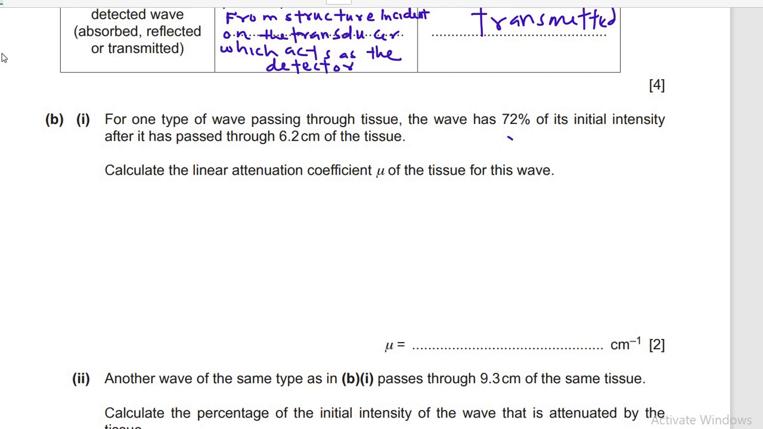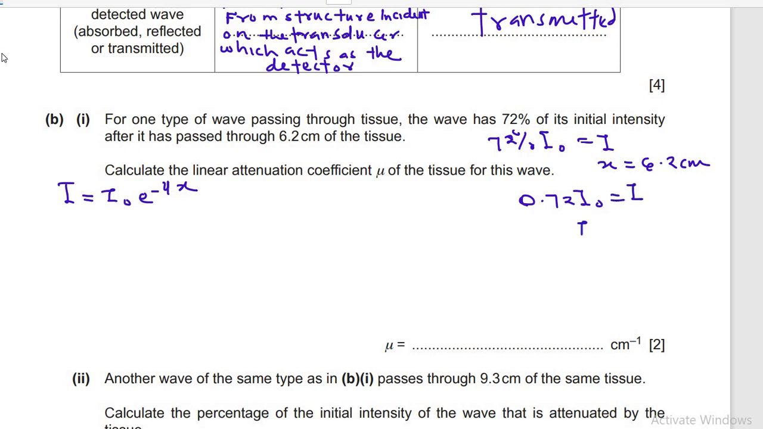For one type of wave passing through the tissue, the wave has 72% of its initial intensity after it has passed through a thickness of 6.2 centimeters. Calculate the linear attenuation coefficient. So I equals I naught e raised to the power minus mu x. The linear attenuation coefficient is mu. They said 72% of the initial intensity is transmitted. So 72% is 0.72 of I naught transmitted. So I over I naught is equal to 0.72.